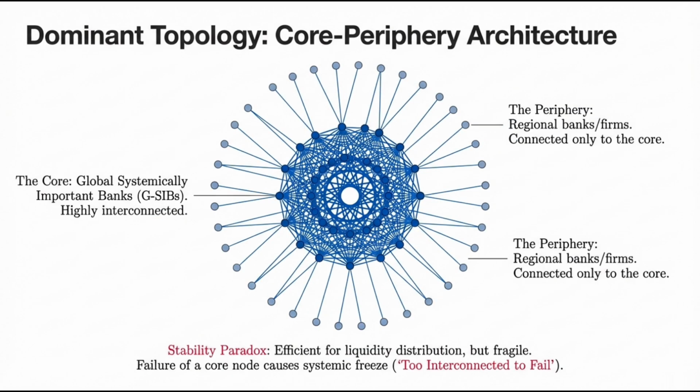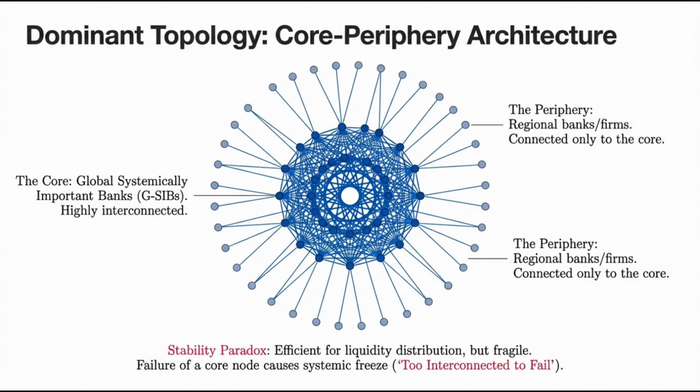Core periphery architecture. Let's break that down. In the middle, you see a dense blue cluster. That is the core, made up of globally systemically important banks, sometimes called GSIBs. These institutions lend to and borrow from one another extensively. Around the outside, you see many lightly connected peripheral nodes. These represent regional banks or smaller firms that mainly connect into the core rather than to each other.